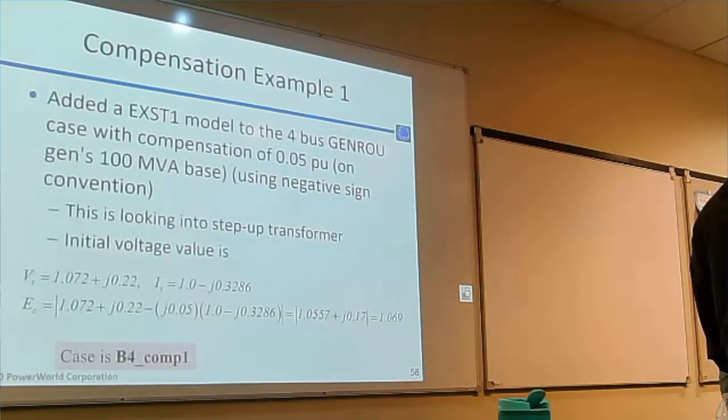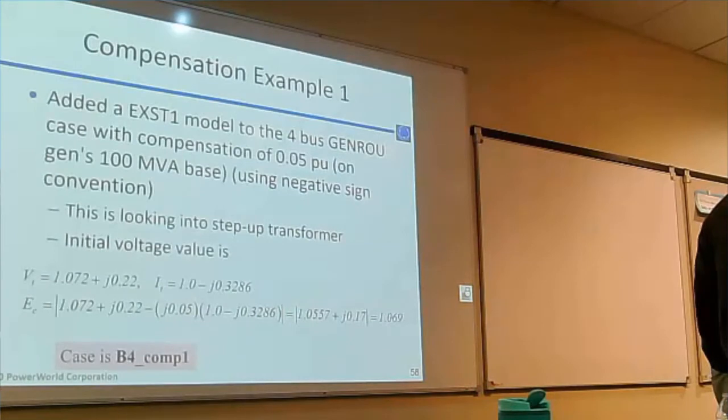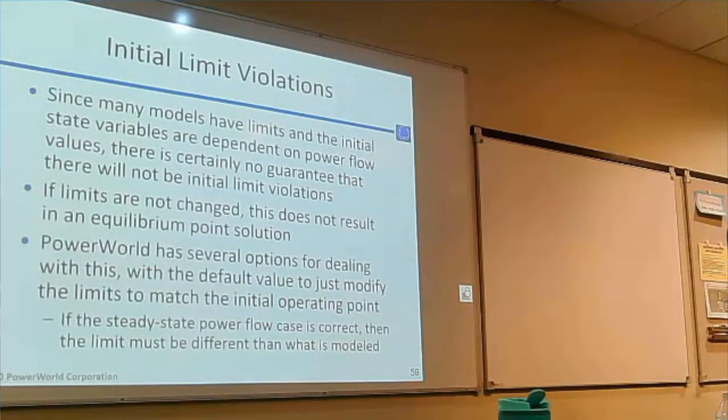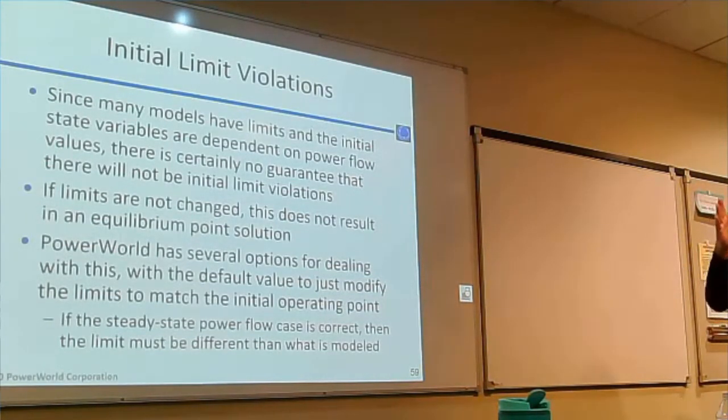In the interest of getting out of here by 4:30, we won't go through the examples, but I've got different examples here that talk about compensation. That's one example there. One of the key things you have to think about in stability is initial limit violations. Many of the models have limits, and the initial state variables are dependent upon what it did in the power flow. What was the power flow state used to initialize the transient stability? Of course, most of the time those limits are not violated in transient stability. Most of the time everything's fine for most of them. But when you solve software, you can't talk about most. You have to deal with everything.